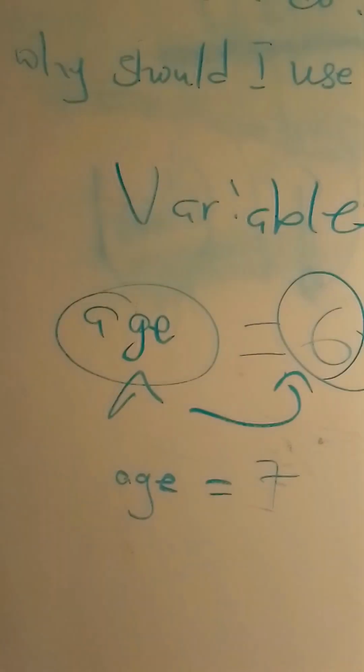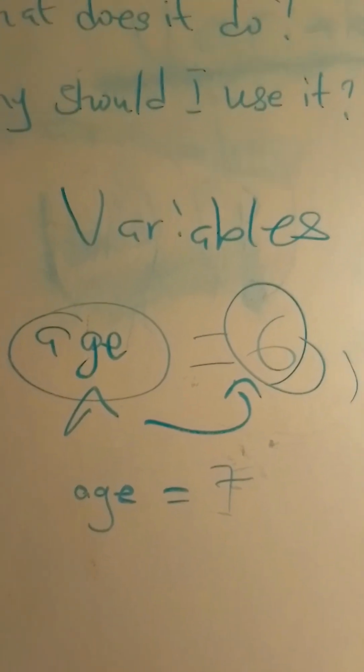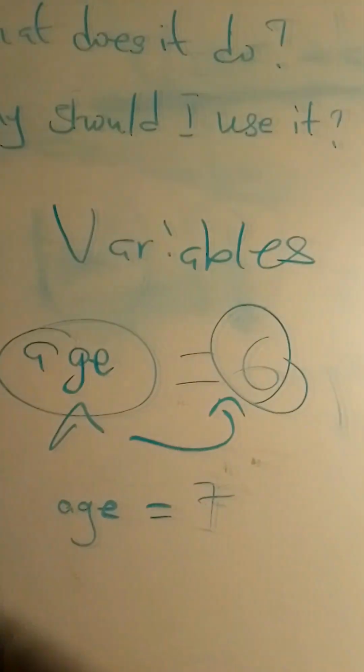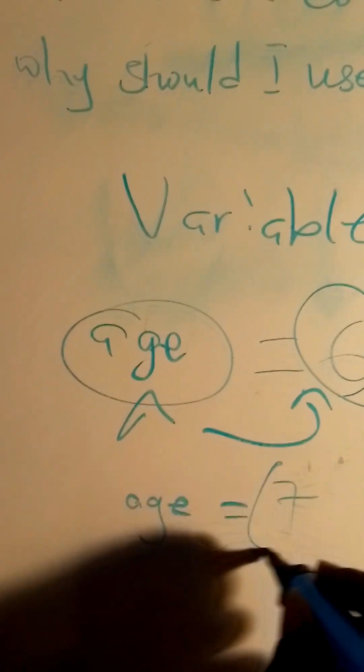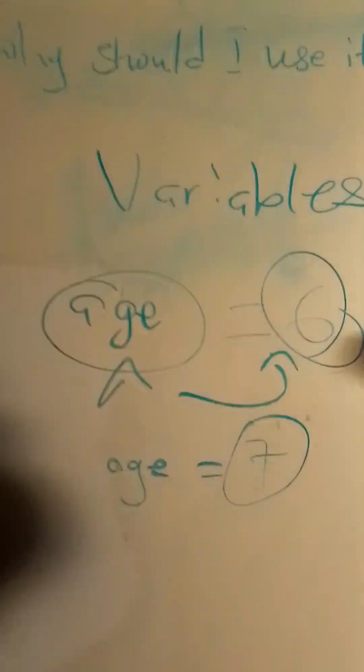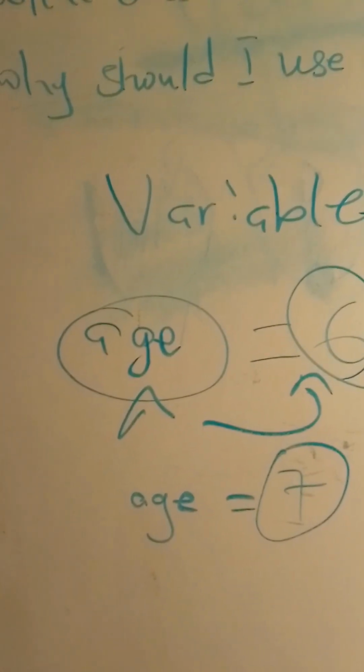Yeah. So now the age is not equal to 6 again, but at first we made it 6. But now the age is 7, because we have changed the age from 6 to 7. That is what we call mutability of a variable.